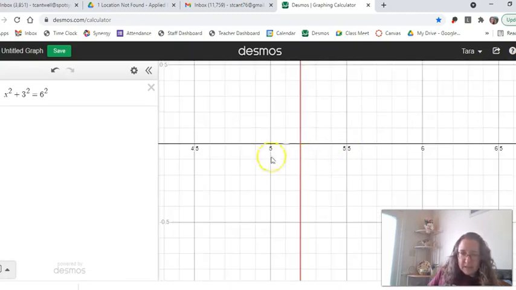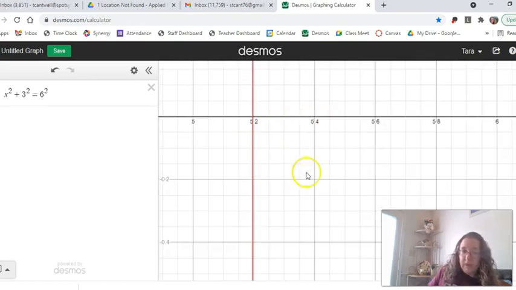Let's round it to the nearest tenth. That looks to be between 5 and 5.5. That looks to be about 5.2.